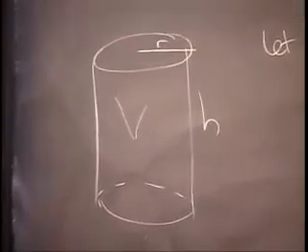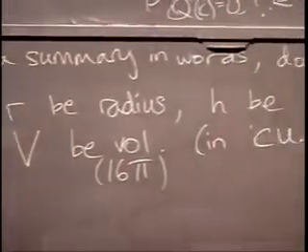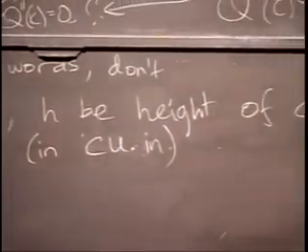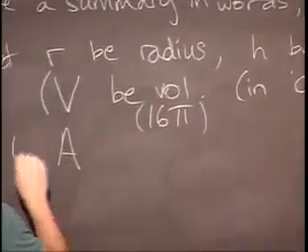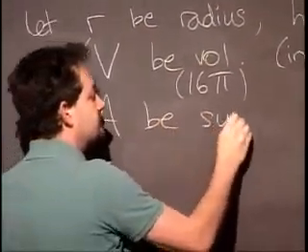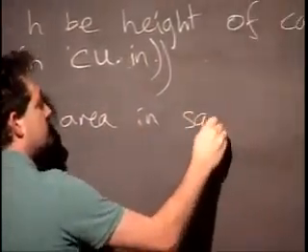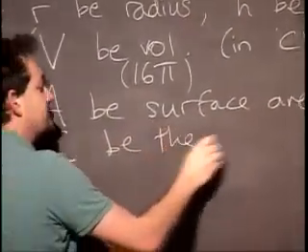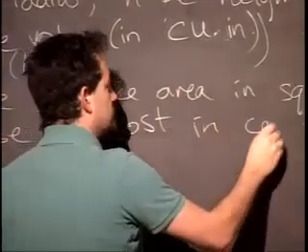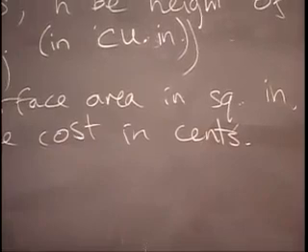We need the cost. But what does the cost depend on? It's 2 cents times what? The surface area. So we're also going to need A. So we don't really need the volume. So let A be the surface area in square inches. And let capital C be the cost in cents. So everything has a unit, even the cost. And this is the one that we want to minimize.